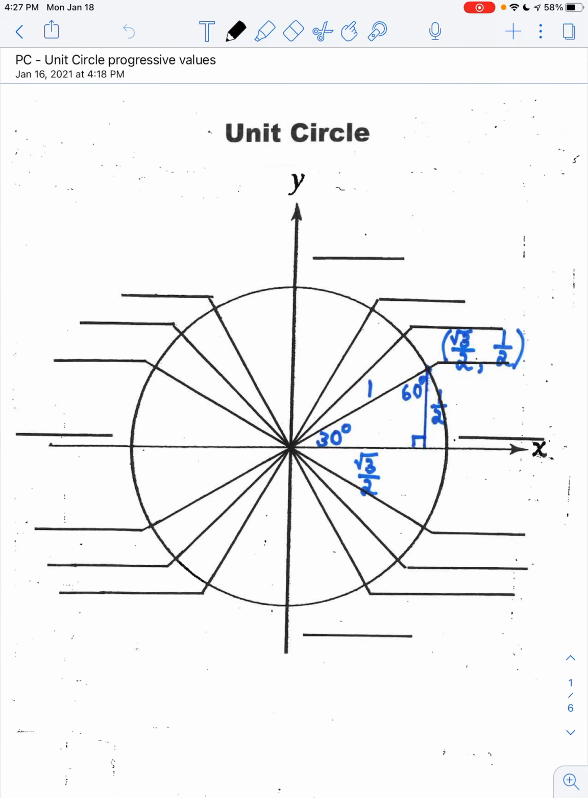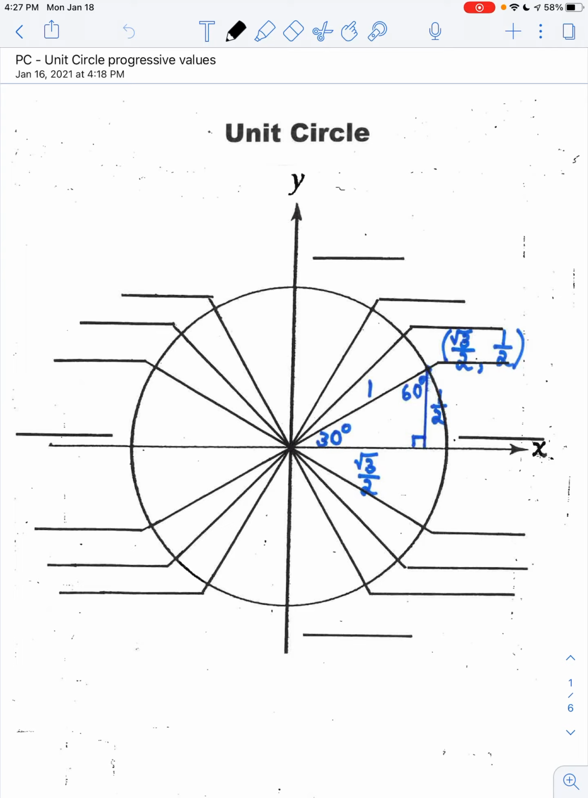Today's lesson is a continuation of section 4.1a. We are going to review how we generate the values on the unit circle and then how we use the unit circle with the ordered pairs to help us find different trigonometric ratios.